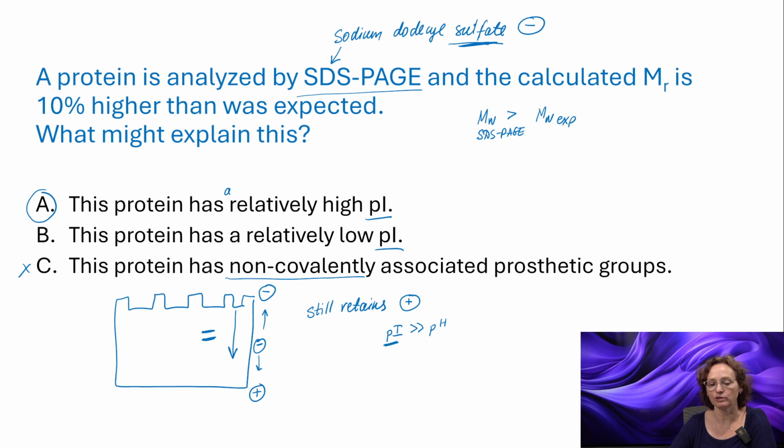The first answer option. So if you observe a greater molecular weight, it means that the protein migrates slower. It means that it still retains a little bit of a positive charge, which can be only realized if this protein has a relatively high pI.